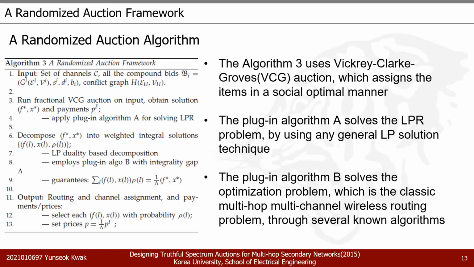And last, I introduce a randomized auction algorithm. Algorithm 3 uses the Vickrey-Clarke-Groves auction, which assigns the items in a socially optimal manner. The plugin algorithm A solves the LPR problem by using any general LP solution technique. The plugin algorithm B solves the optimization problem, which is the classic multi-hop, multi-channel wireless routing problem, through several known algorithms.